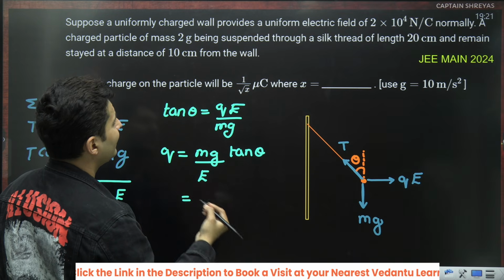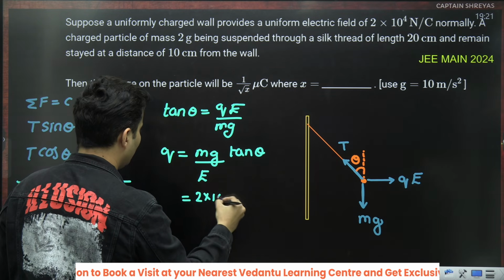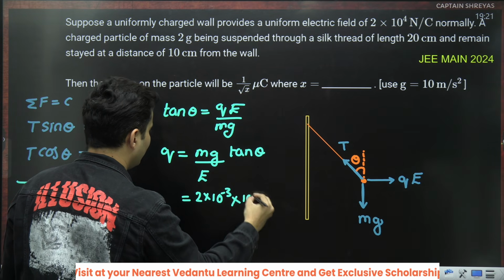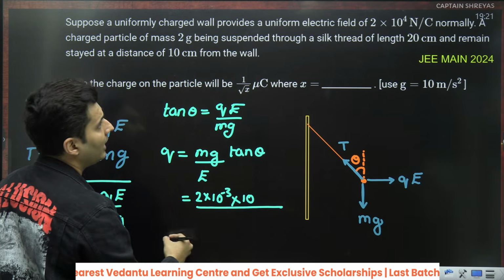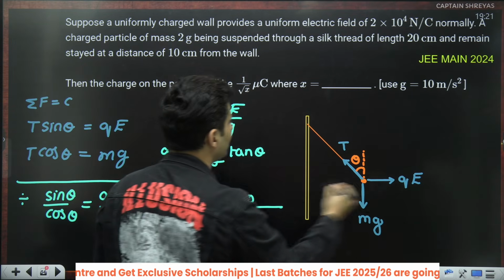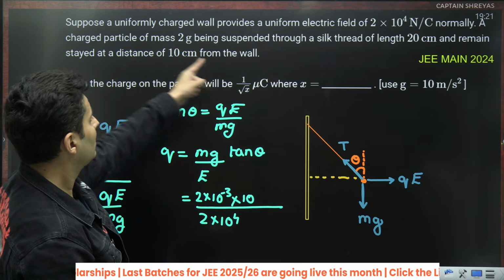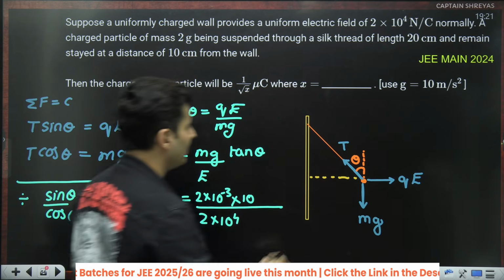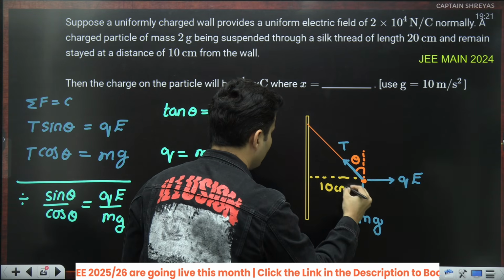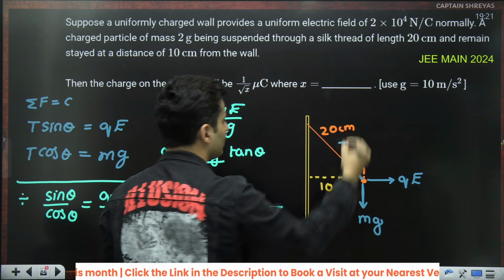The mass is given, I believe, as 2 grams. So 2 into 10 to the power minus 3. g is basically 10. We'll come to tan theta in a bit. Electric field is 2 into 10 to the power 4. As per the given information, the charge is at some distance. How much distance? 10 centimeters. This is 10 centimeters, and the thread length is 20 centimeters.